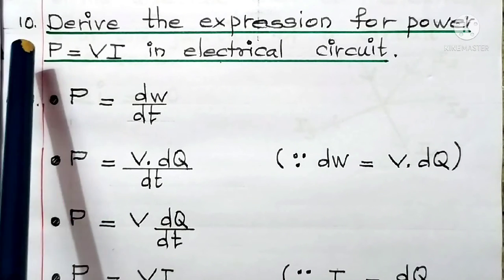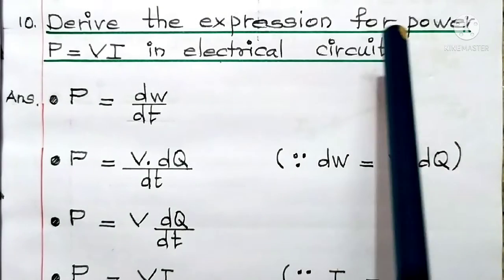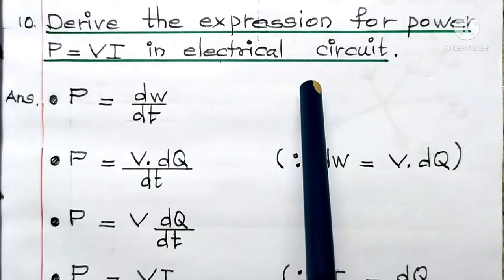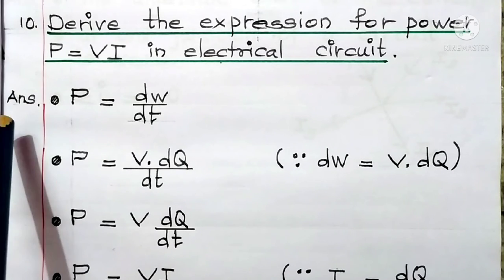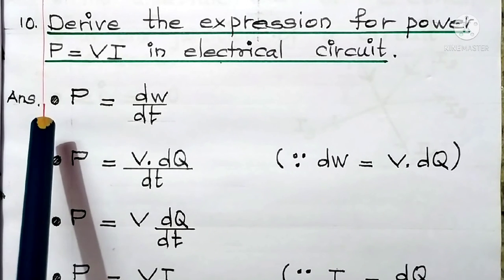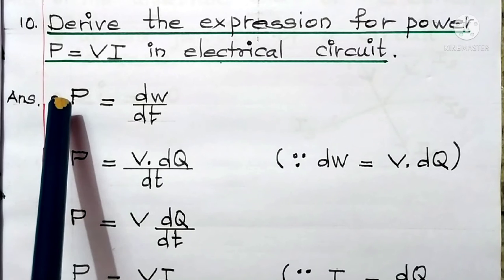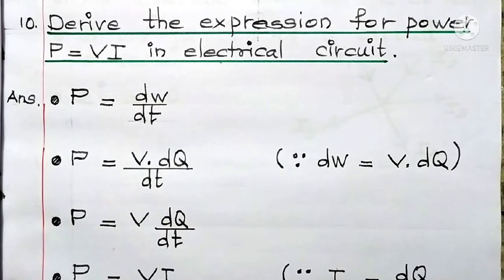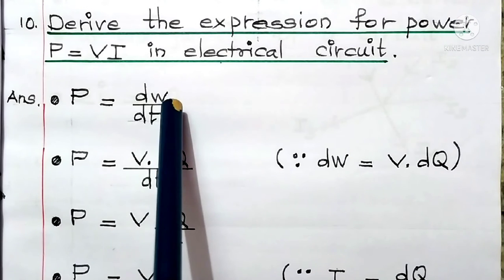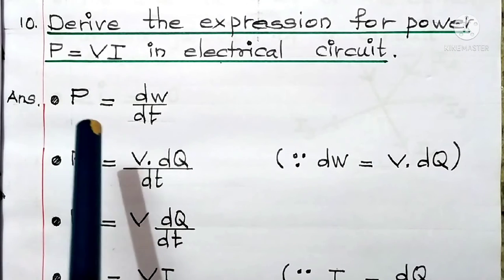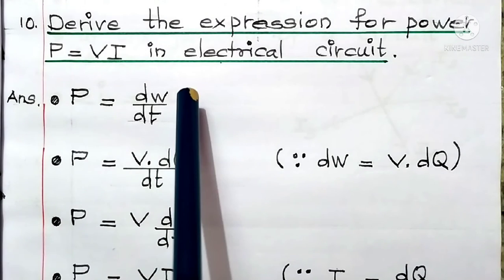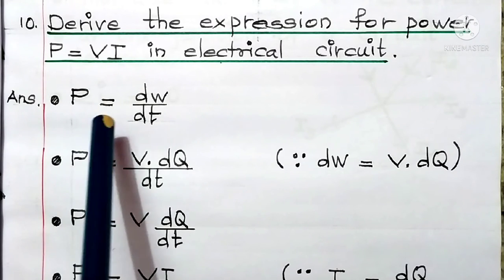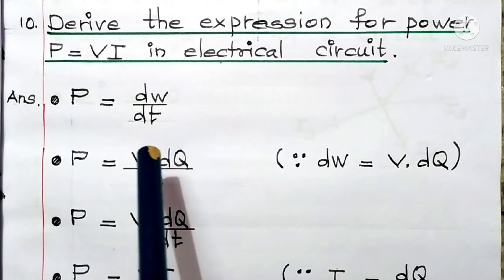Question number 10. Derive the expression for power P is equal to VI in electrical circuit. Answer. First let us write the expression for power. Power P is equal to dW by dt. It means work done per unit time. The definition for power is nothing but work done per unit time. So it is written as capital P is equal to dW by dt.